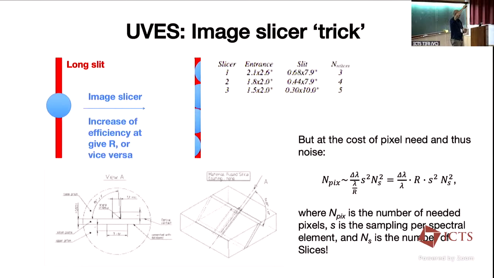Of course, this does not come for free. You pay with pixels, because you have to use many more pixels along the cross-dispersion direction. That's this formula here: the number of pixels is proportional to the number of slices squared. So you will end up using many more pixels. And you may say, and that's my concluding word, I do not care, I have the price to pay for the detector, that's fine.